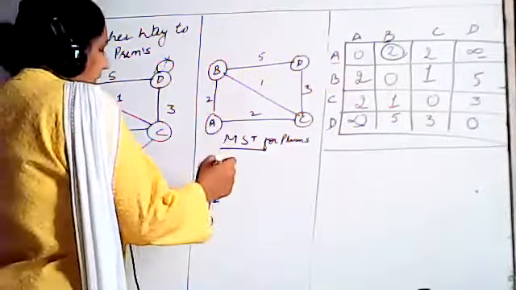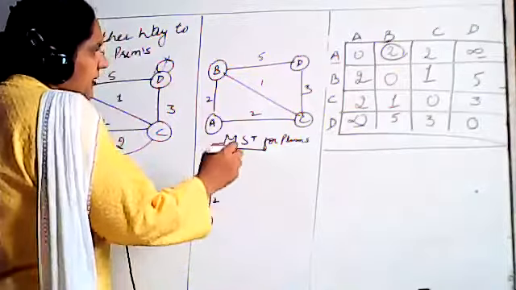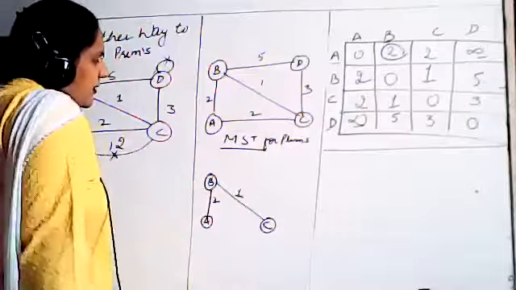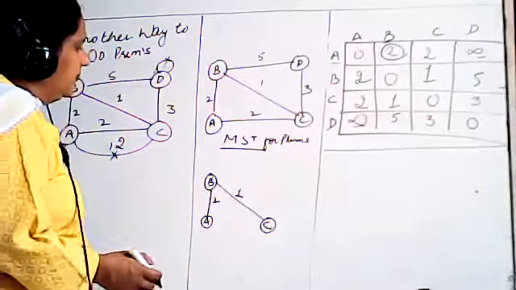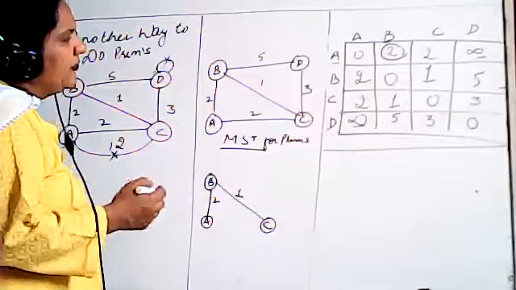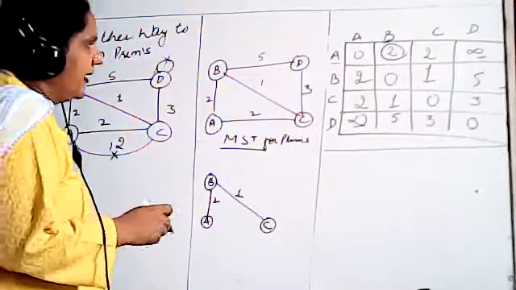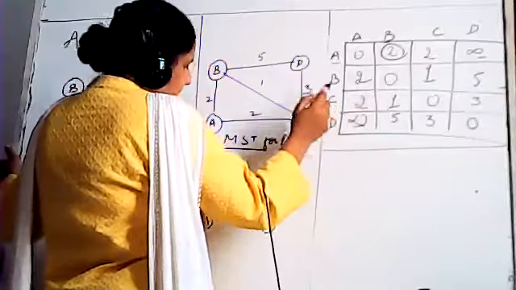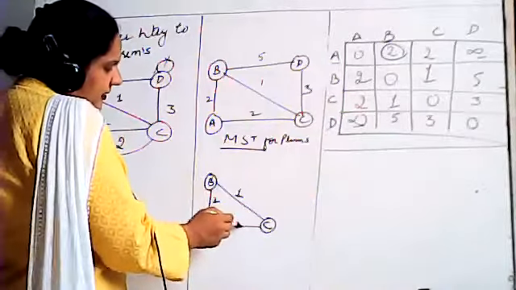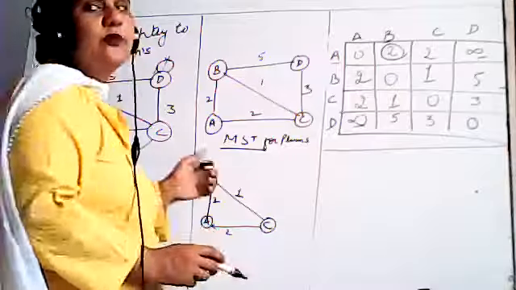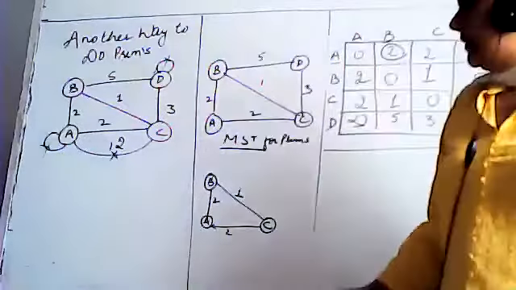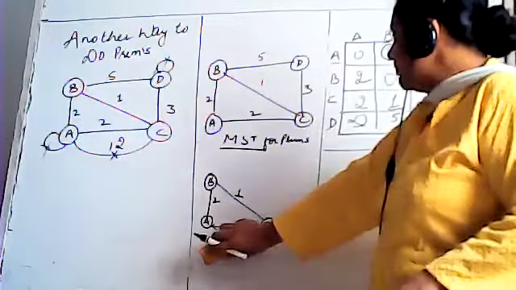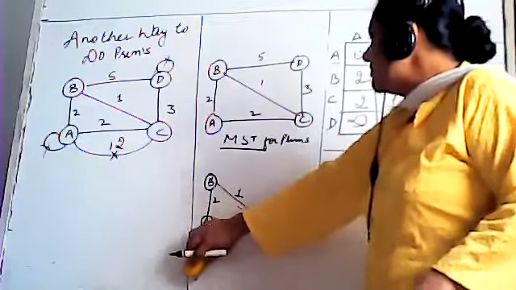Now B to A is 2, we have done it. Now B to C would be 1 because it is the smallest one. And B to D we are not going to take. We have to take the smallest weight. Fine. Now C to B is 1. This is done. C to A: if I make this C to A, it will make a closed loop, so I will discard it. If I consider C to B is 1, C to A is 2, and if I do this, it will make a closed loop. So I'm going to discard it.